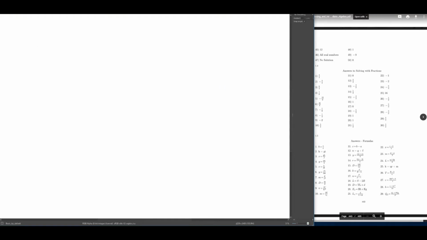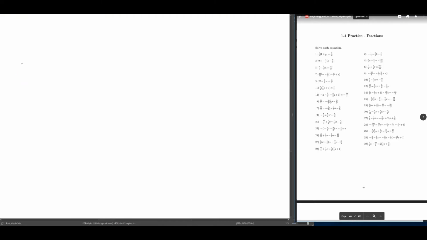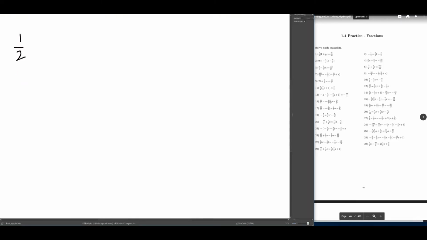Moving along to number 20. Okay, number 20. 1 over 12 equals 4 over 3x plus 5 over 3 times x minus 7 over 4.